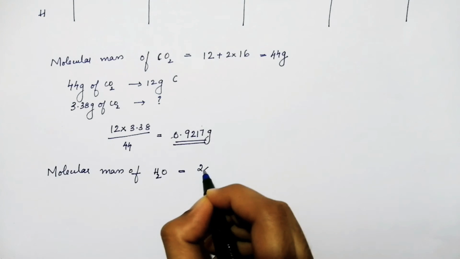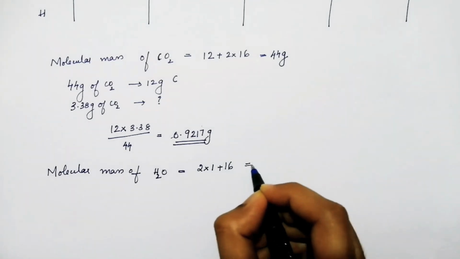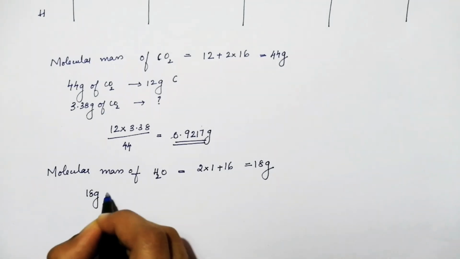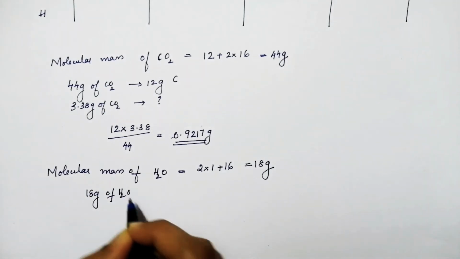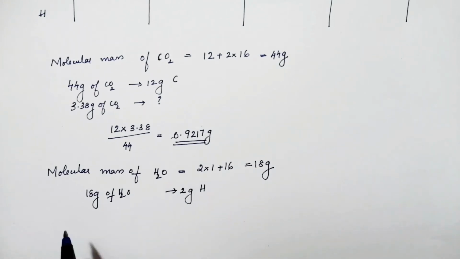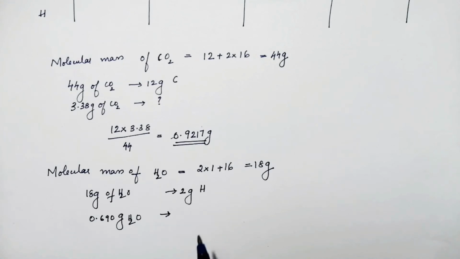We know it is 2 into 1 plus 16. This gives us 18 gram. Now we know that 18 gram of H2O contains 2 gram of hydrogen. Now from the question we are given 0.690 gram of H2O. Now we need to find how much amount of hydrogen is present in this.